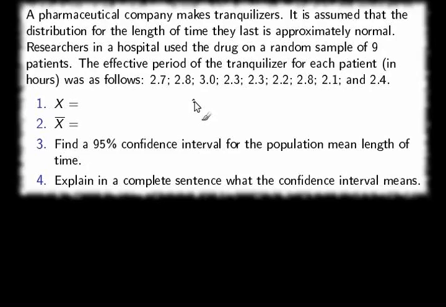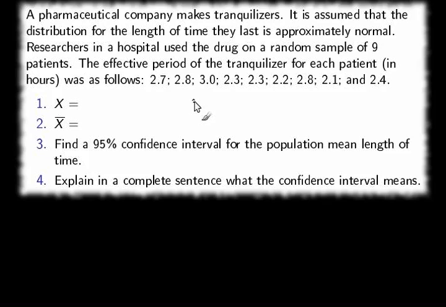A pharmaceutical company makes tranquilizers. It is assumed that the distribution for the length of time they last is approximately normal. Researchers in a hospital used the drug on a random sample of 9 patients. The effective period of the tranquilizer for each patient, in hours, was as follows.